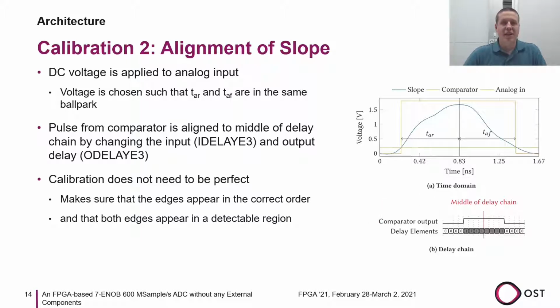The pulse from the comparator is then aligned such that it appears in the middle of the delay chain. This is done by changing the input and output delays from the pad where the LVDS comparator is located. It is worth mentioning that the calibration does not need to be perfect, as this calibration only makes sure that the two edges from the comparator appear in the correct order, meaning that, for example, the rising edge is always before the falling edge and that both edges appear in a detectable region. Due to the way our edge detector works, it is not possible to detect edges in the beginning and in the end of the delay chain.